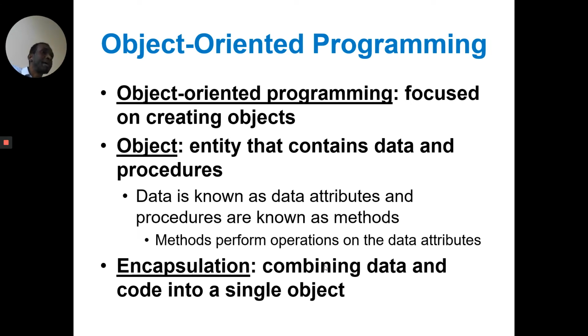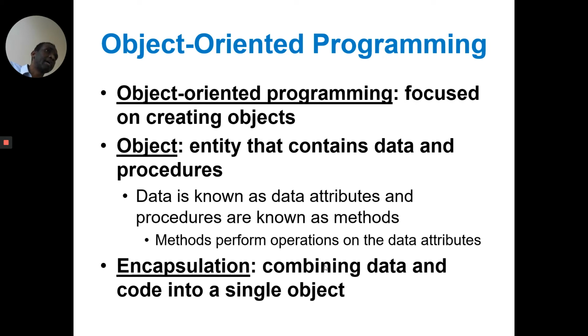And then it would have a behavior. The behavior would be what are called methods. What do you do with that state? What do you do with that entity that you have? What do you do with that hand, that tail? That would be the behavior. So every object has a state and a behavior. Another name is data attribute and method. Then encapsulation is combining data and code into a single object.